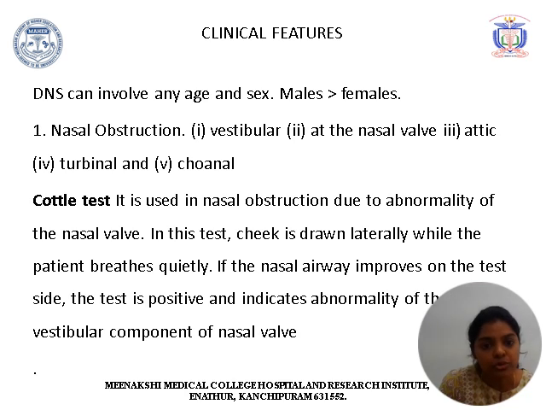So what test do we do to rule out this nasal obstruction? The test is called Cottle test. In this test, we ask the patient to retract the cheek laterally while the patient breathes quietly. If the nasal airway improves on the test side, the test is positive and indicates abnormality of the vestibular component of nasal valve.